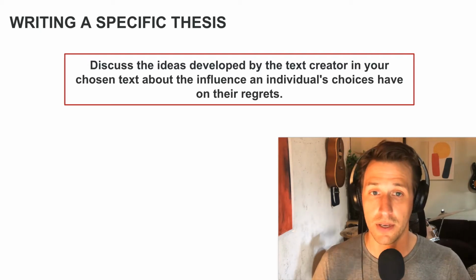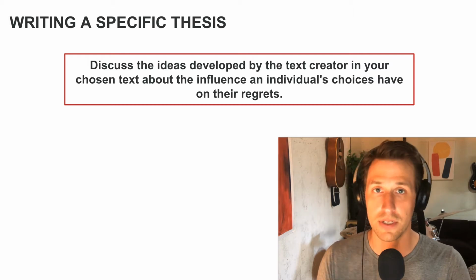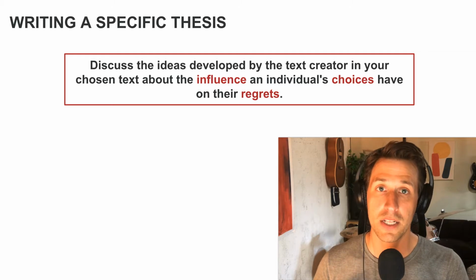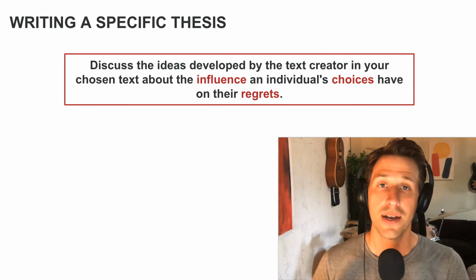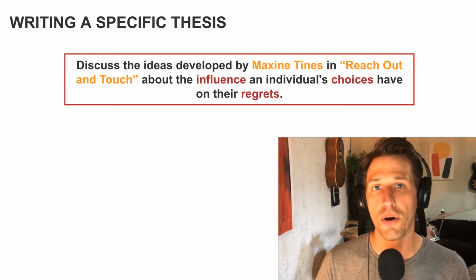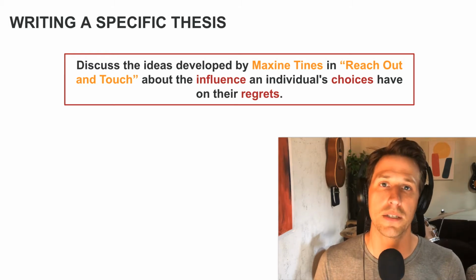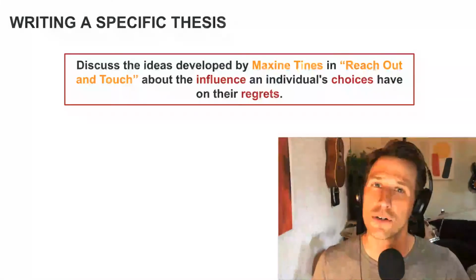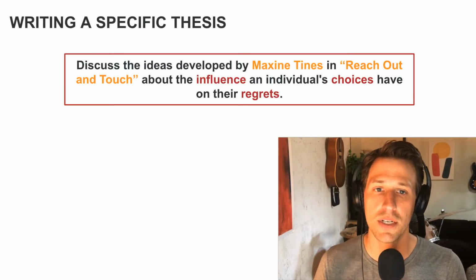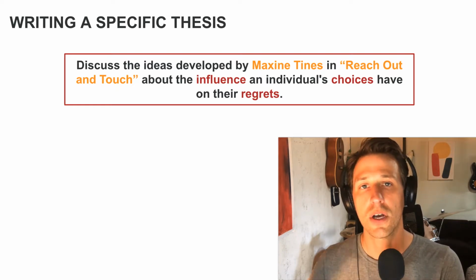We've seen this one, the influence of an individual's choices. What do those choices have on their regrets? How do choices influence regrets? We have our keywords there. And let's focus on one text. So let's put the author and the title, so not just a text creator, but Maxine Tynes in her poem, Reach Out and Touch. That speaker, the person sitting on the bus observing those kids, how do her choices influence her regrets? So in Reach Out and Touch, how does the speaker on the bus, how do her choices influence her regrets?